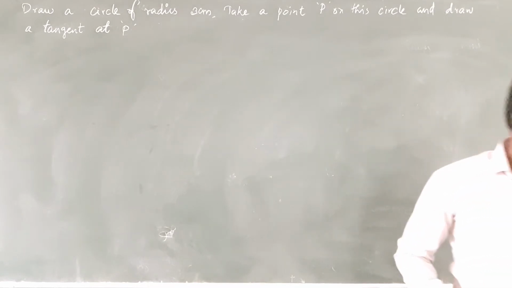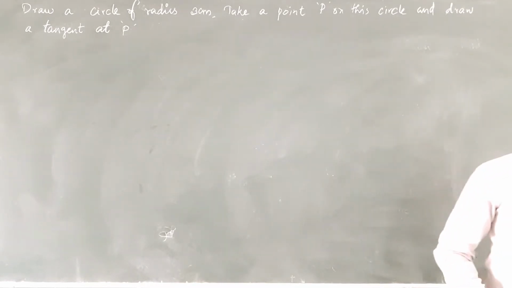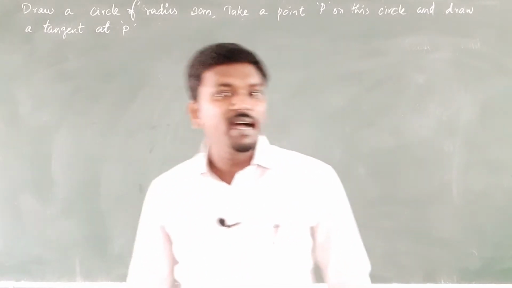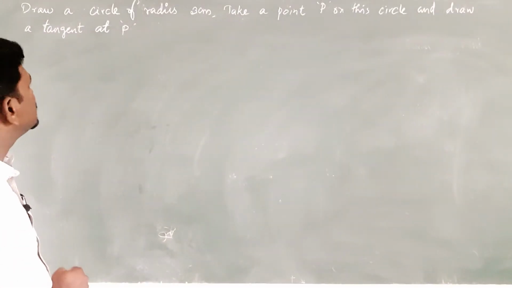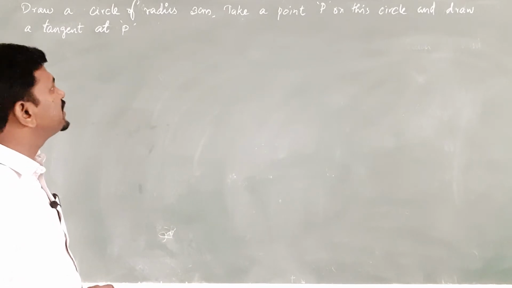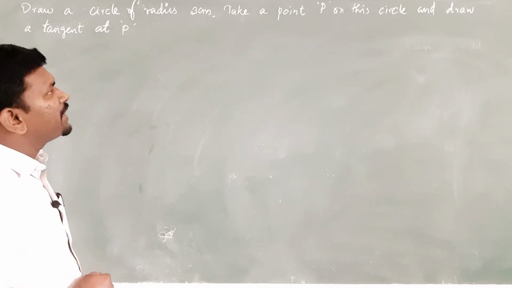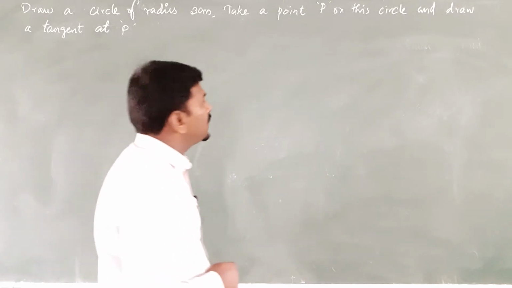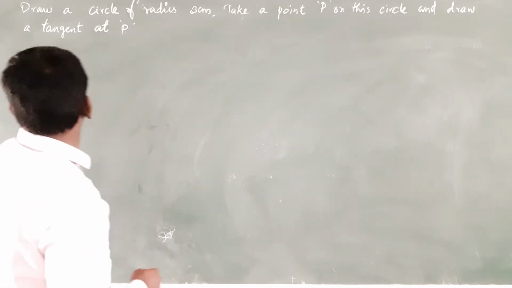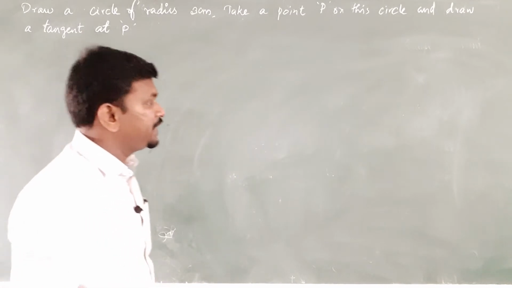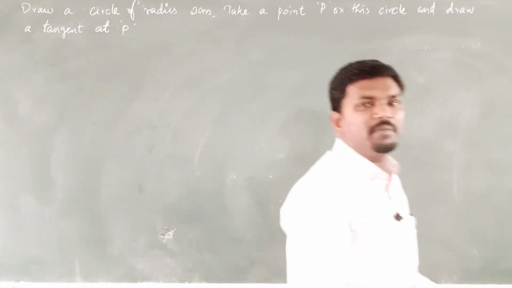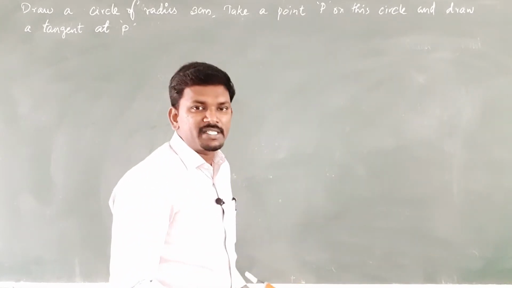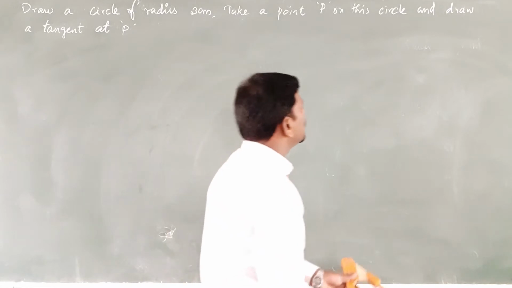When we do the practical geometry, first we have to read the question and we have to draw the rough diagram on the right side of your notebook. So here the given question is, draw a circle of radius 3 centimeter, take a point P on this circle and draw a tangent at P. So first we have to draw a circle. In the rough diagram you need not take any measurements, just draw the rough diagram on the right side.